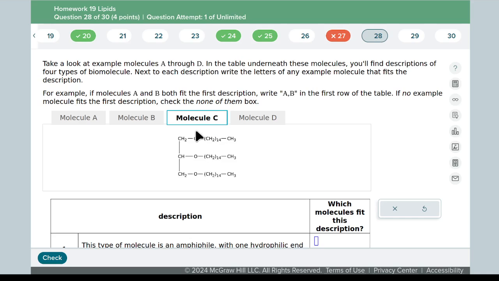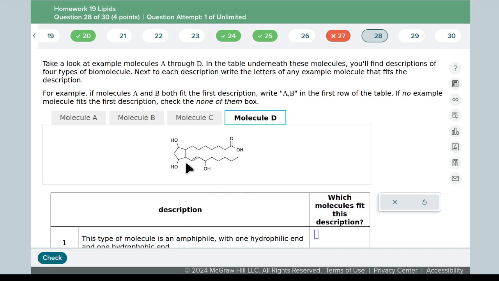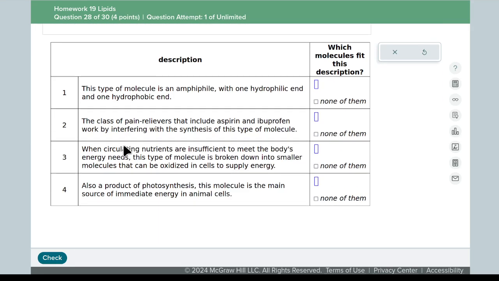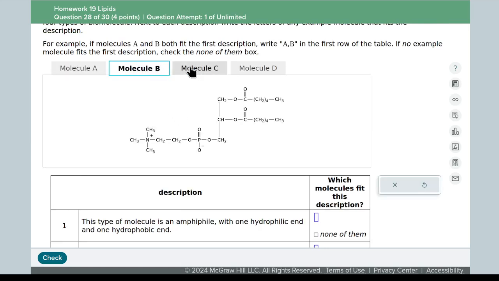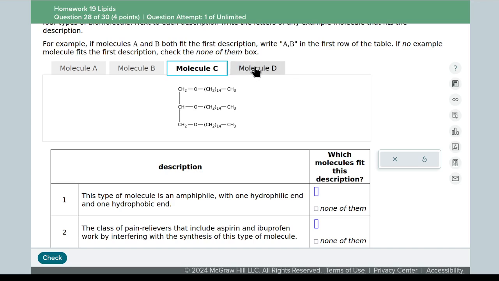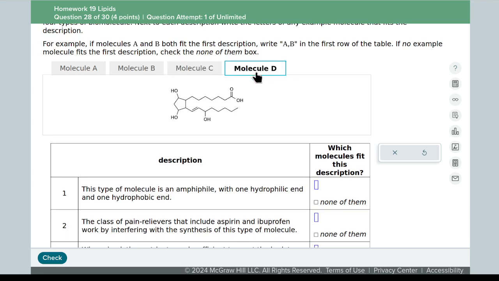Go to the third one. 3 ethers, not esters, so this is not going to be an answer. And here we have the 5-membered ring, lopsided tails, that's going to be a prostaglandin. So let's fit these 4 molecules to the answers. Remember, A is not an answer, B is phospholipid, C is not an answer, D is prostaglandin.